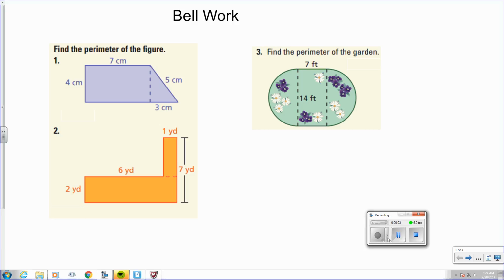All right, today we are going to start with some bell work and then get into our activity. Will you please work these 3 problems out? Please pause this recorder, and when everyone's had a chance to do bell work, then hit play again.